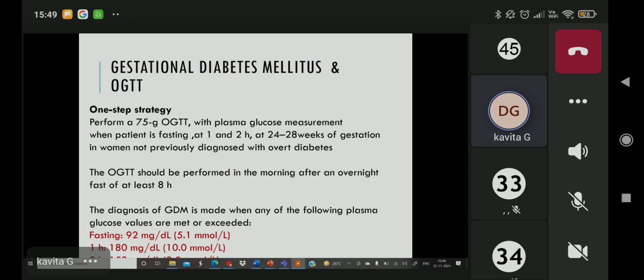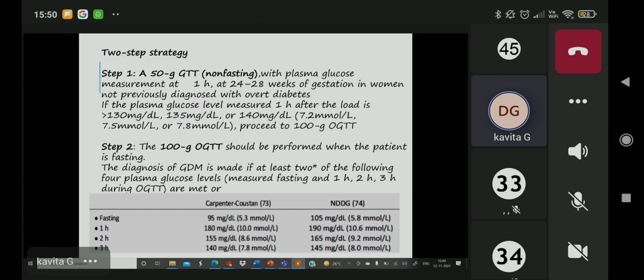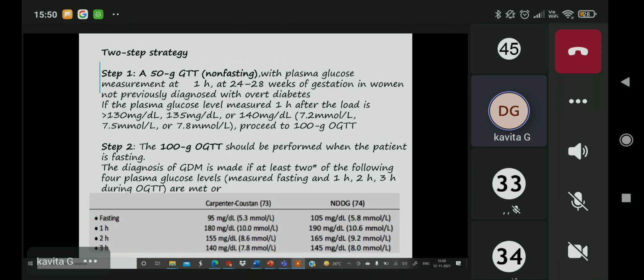GDM and OGTT. You have a one-step strategy at 24 to 28 weeks of gestation, and you have various diagnostic values. There are two strategies. One is when you give a 75-gram OGTT, just like you did for a normal person. Then you have a two-step strategy, with a 50-gram GTT.